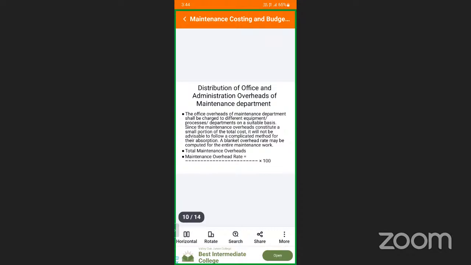So material, labor, and other costs we have seen earlier. Here we are talking of only office and administration overheads. It's there in the slide. Office overheads of maintenance department shall be charged to different equipment, processes, departments on a suitable basis. Again, always the apportionment, you should have some suitable basis.